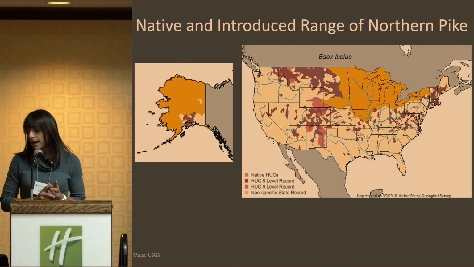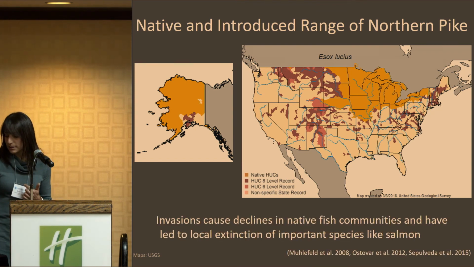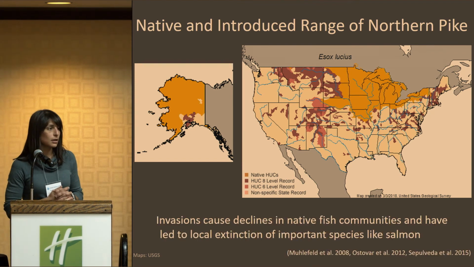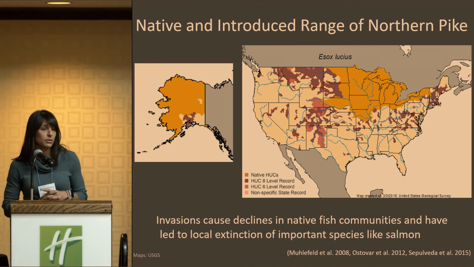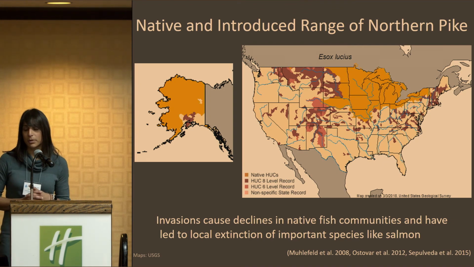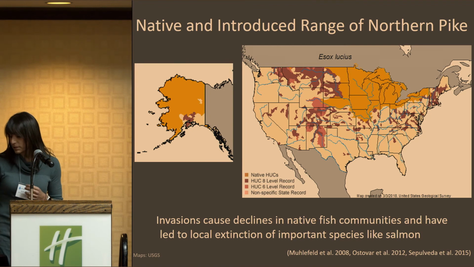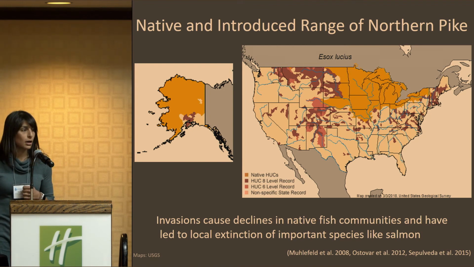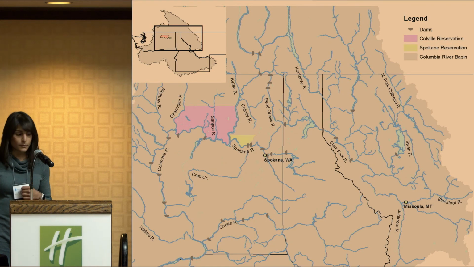that northern pike have on the native communities, and that's because there have been a number of studies documenting the declines that those native communities have suffered as a result of northern pike invasions, to the point where we've even seen extirpation of populations of important native species like salmon.